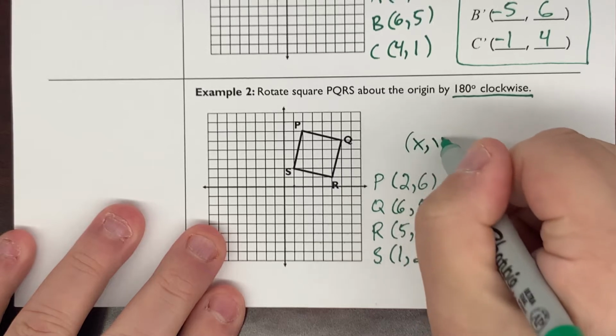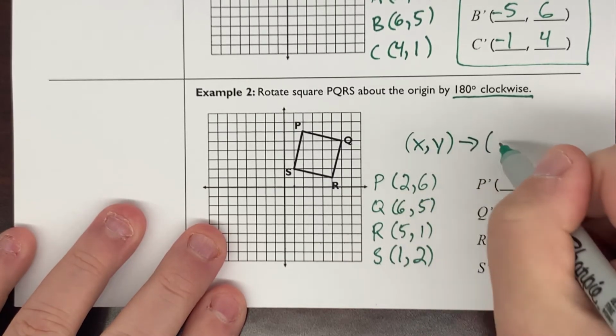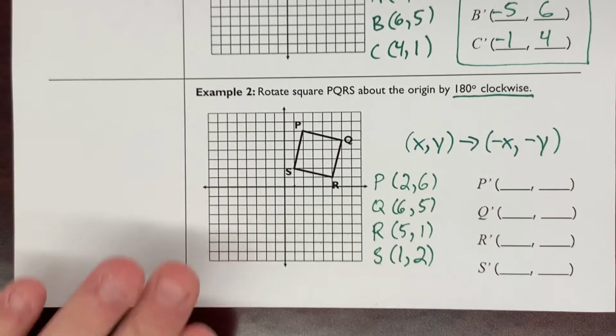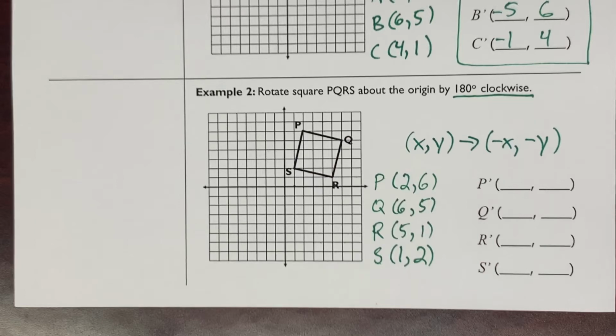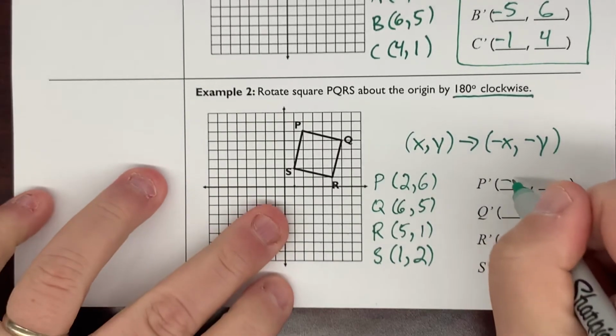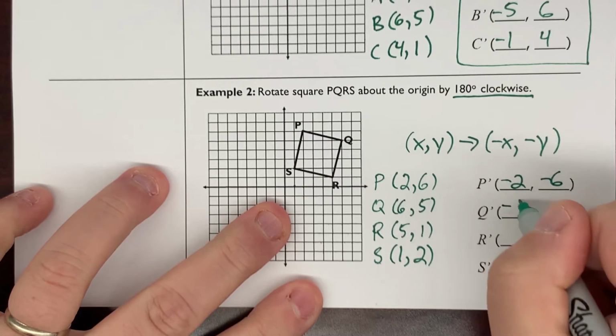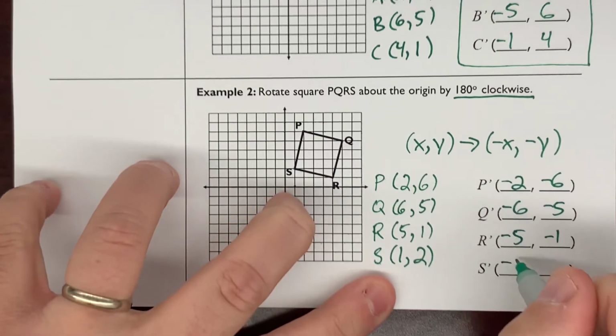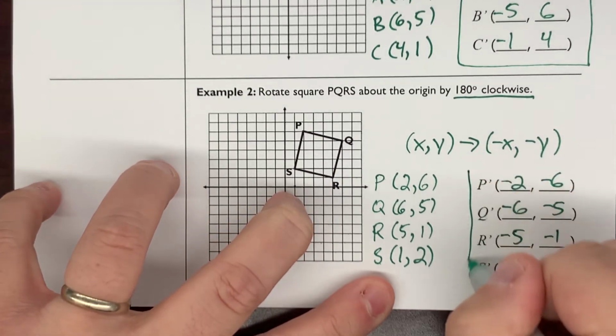Every XY point is going to be transformed into opposite X, comma, opposite Y. So we're gonna keep the numbers in the exact order you see them, but we're gonna change them to opposites, which for this example is very elementary. Every single number is positive. You notice the whole square is in quadrant 1, so we're gonna end up rotating it to quadrant 3, turn them all negative. So we'll take negative 2, negative 6, negative 6, negative 5, negative 5, negative 1, and negative 1, negative 2 to be the answer.